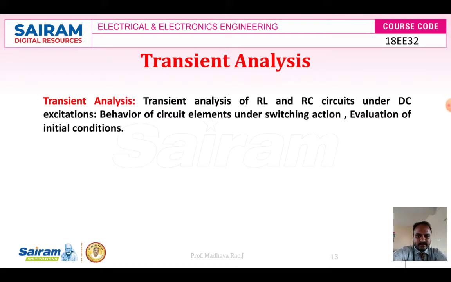DC excitation. Behavior of circuit elements under switching action. Switching action means when the switch is closed, switch is on, switch is open, those conditions. Evaluation of initial conditions: when the switch is open, when the switch is closed. We have to do those evaluations in detail for RLC circuits, RL circuits, RC circuits, RL parallel circuits, RC parallel circuits, different combination circuits. Based on that we'll do some problems.